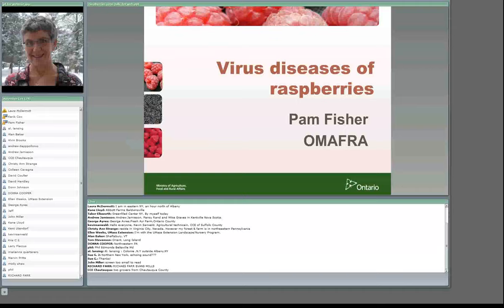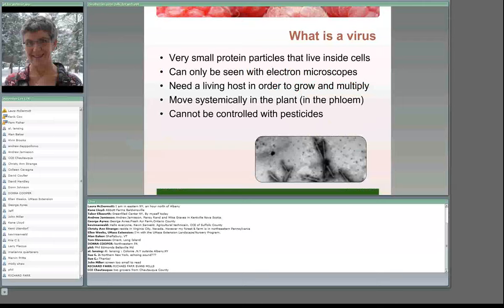So first of all, what is a virus? Well, a virus is a microbe that can cause disease, in this case plant disease. Now, some viruses affect human health, but it's important to know that the viruses that affect plants do not infect humans. Viruses are quite different from the fungal pathogens that cause many of the bramble diseases we know. First of all, viruses are much smaller. They can only be seen with an electron microscope, and they're really just protein particles, not even cells. So they require a living host and a cell in order to grow and to multiply.